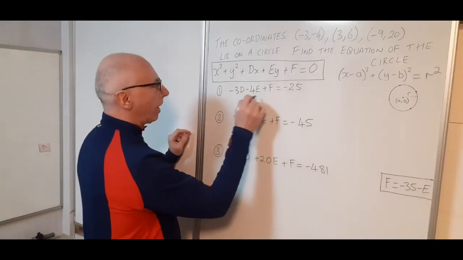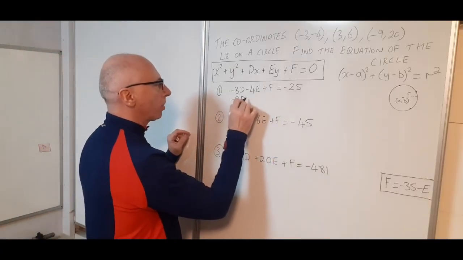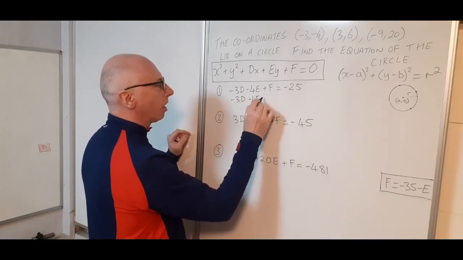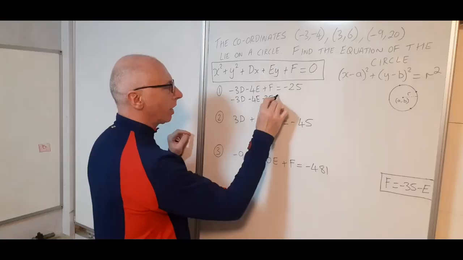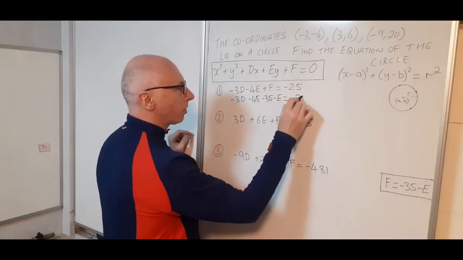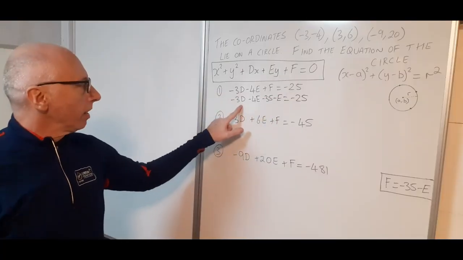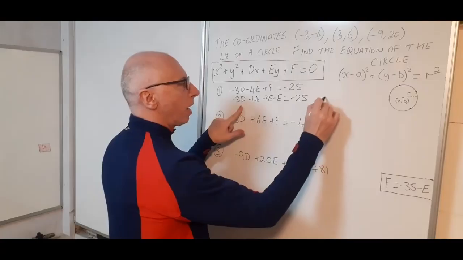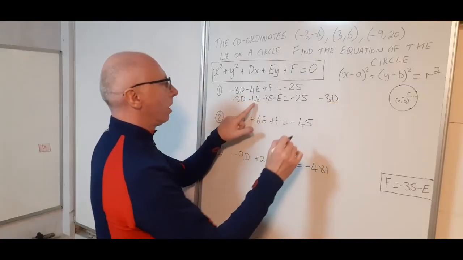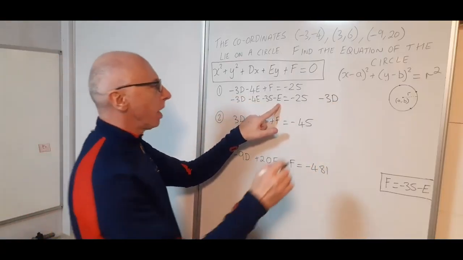So that f there, I can change that. -3d - 4e - 35 - e equals -25. And now let's get this simplified. So I've got -3d, -4e - e is -5e.